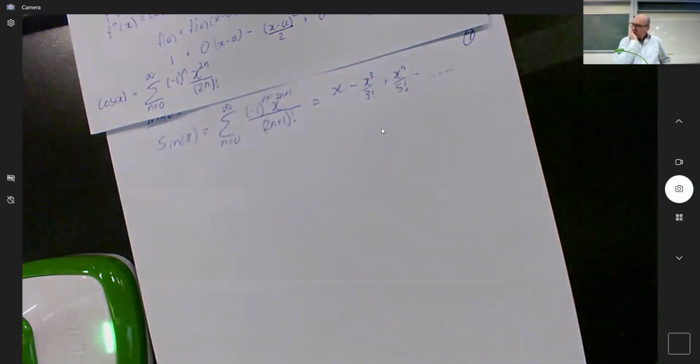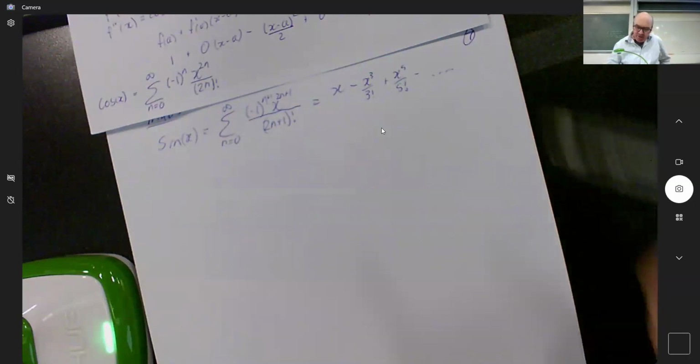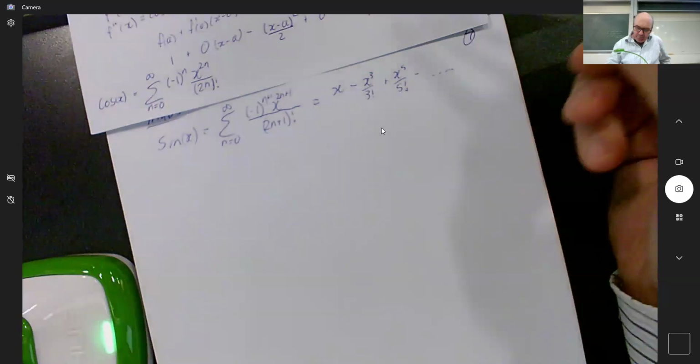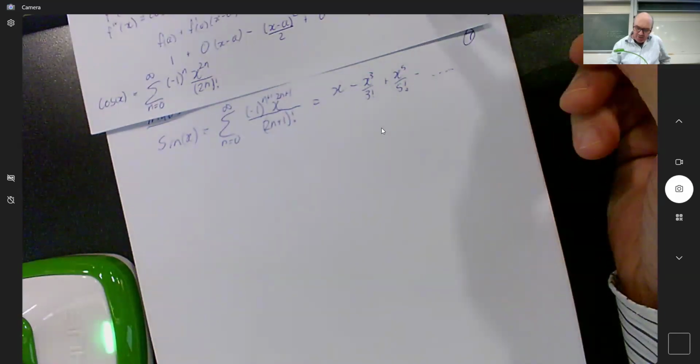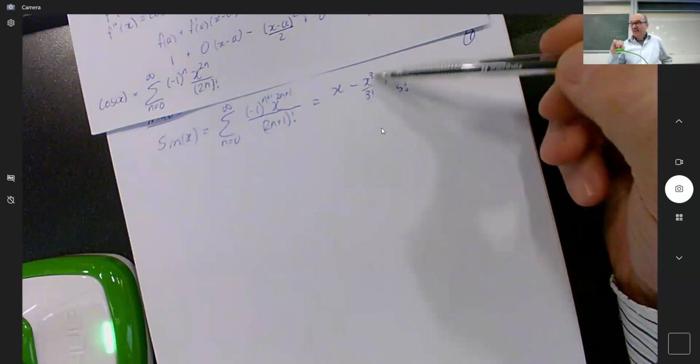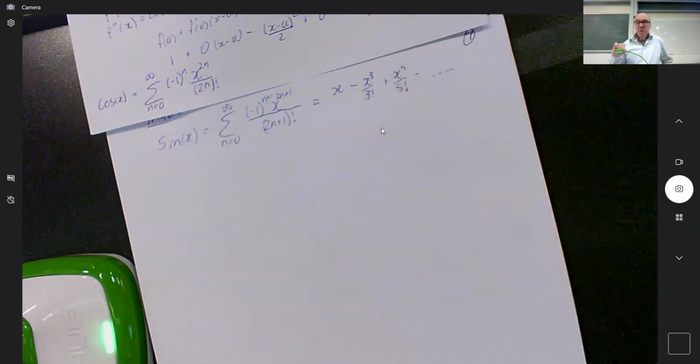Cool. It's kind of interesting how you've got this x to the n on n factorial type of thing for both of these, where the alternating sign comes in. It's kind of interesting.